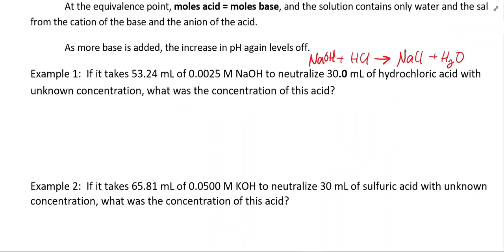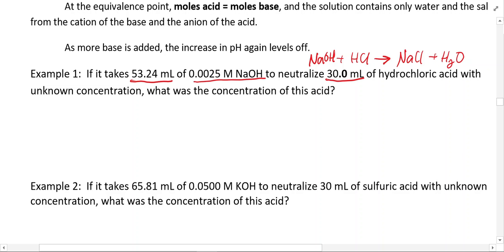So in order to do any sort of neutralization reaction with a titration, you need to write out the balanced chemical equation. And this equation is 1-to-1. And this is the equation we're going to be using in our titration in class as well. So you'll notice that we have 53.24 milliliters of our sodium hydroxide. It tells us the specific concentration. And we're neutralizing 30 milliliters of hydrochloric acid.